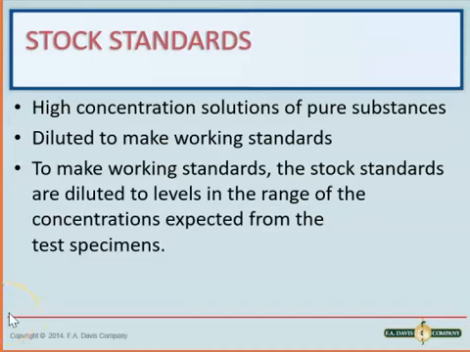Usually the methodology to make those working standards from those stock standards is to dilute it down. And again, if you need a set of different concentrations for your working standards, say a low level, medium level, high level, or a set of maybe 1 to 5 like I was just talking about, you would dilute it down to whatever concentration or range you need. And then you could use those working standards to actually test your instrument or set up your instrument.